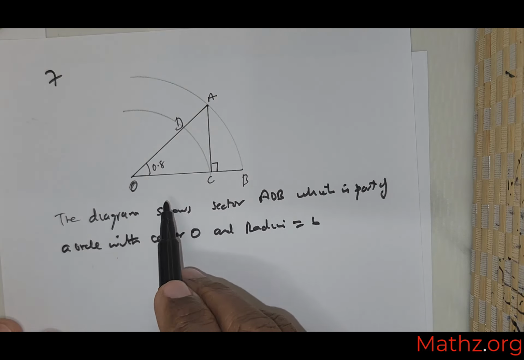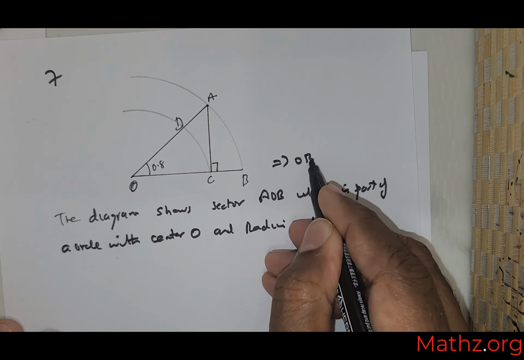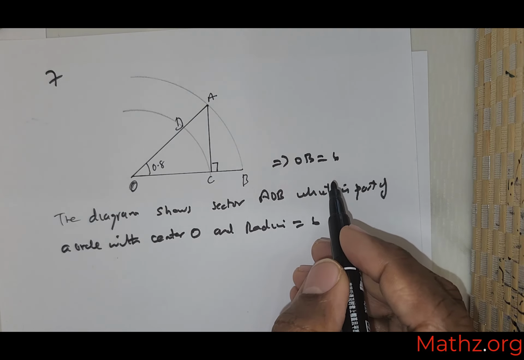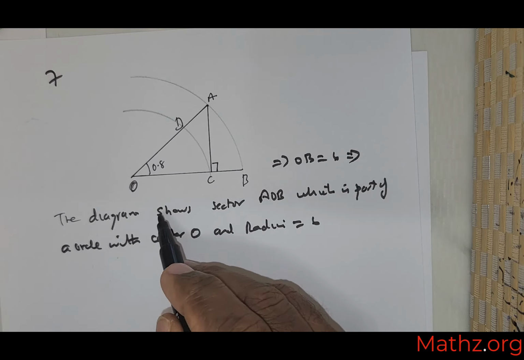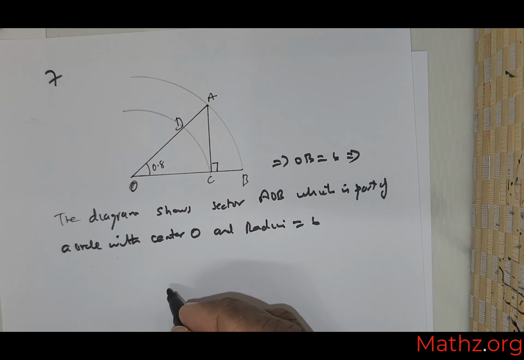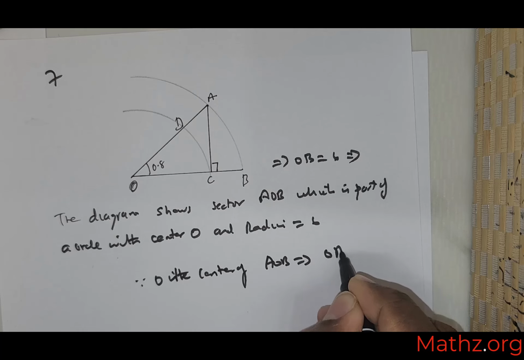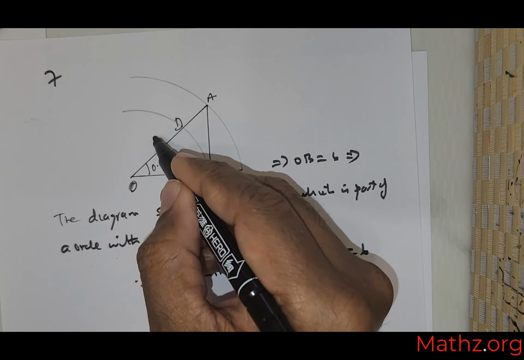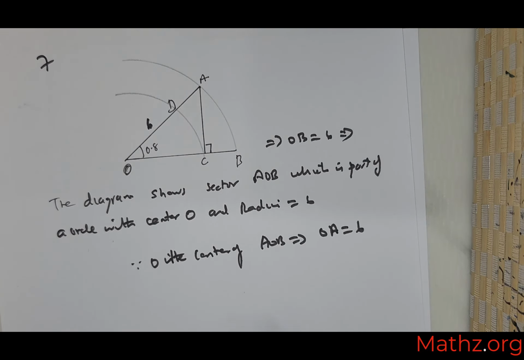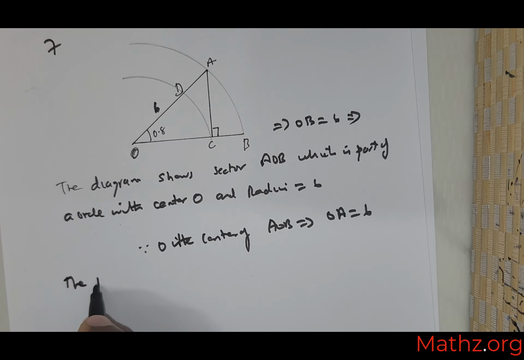Now AOB, so that means OB is equal to 6 units, right? And this will also mean, since O is the center of AOB, OA will also be 6 units, is it not? So let me write that down, 6 units there. Fair enough. Now we have this information.